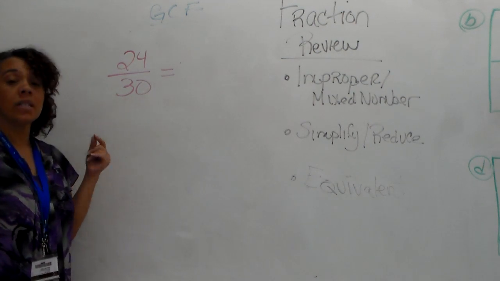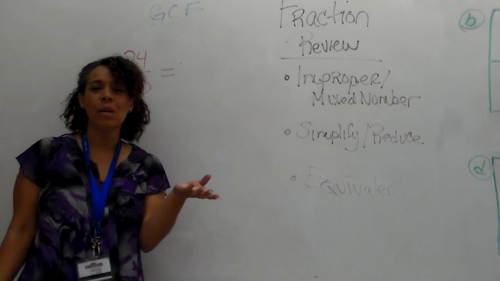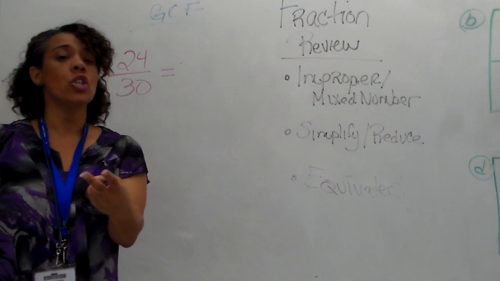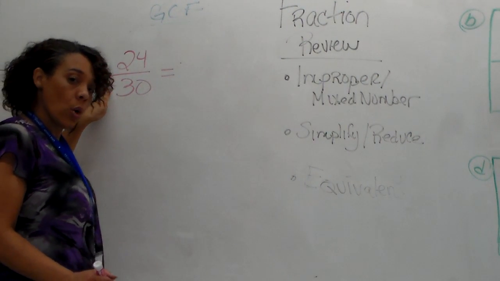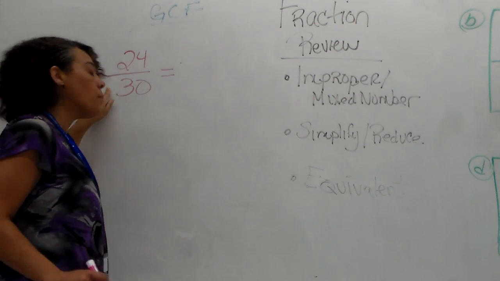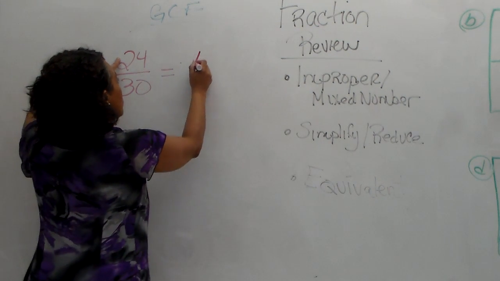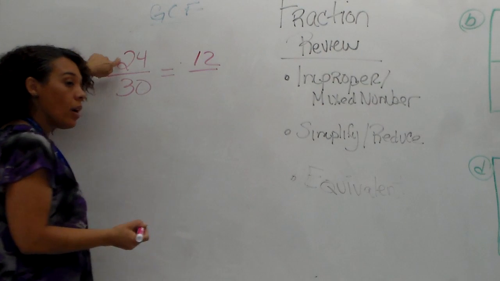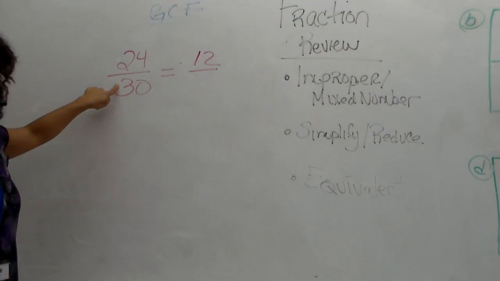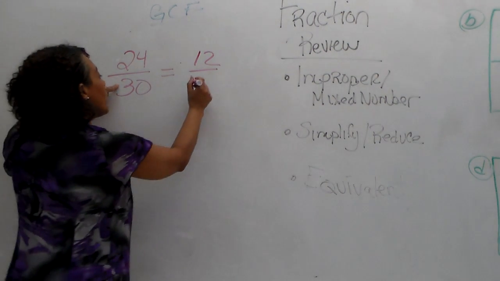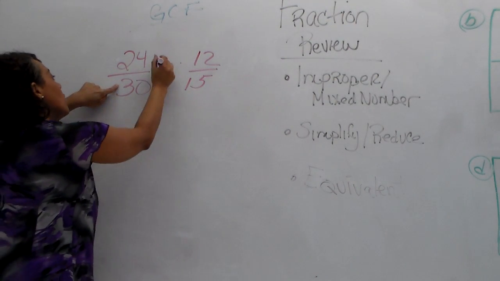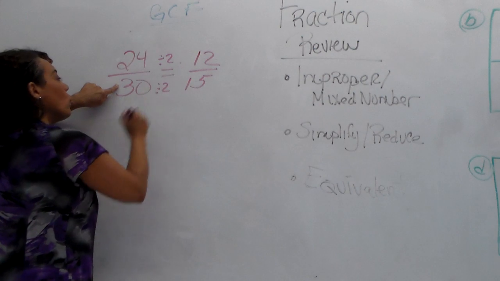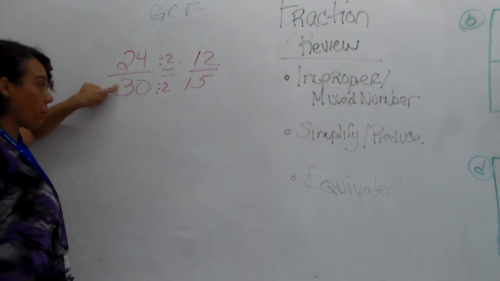When I look at this, the first thing I notice is I can keep dividing this by 2 because both of these numbers are even. So I'm going to chop them in half. Well, 24 divided by 2 is 12. 12 is half of 24. And 15 is half of 30. So 30 divided by 2 is 15. So what I did was I used 2 to do my division here.